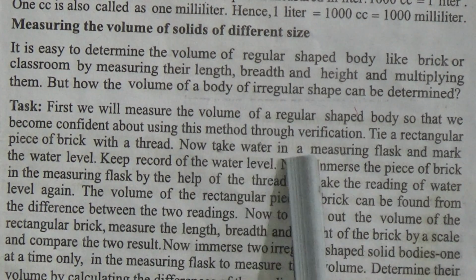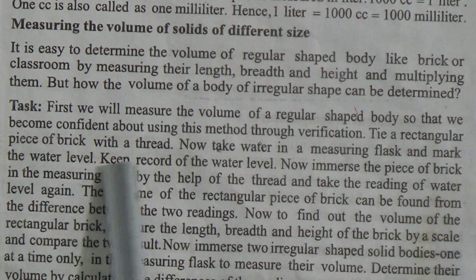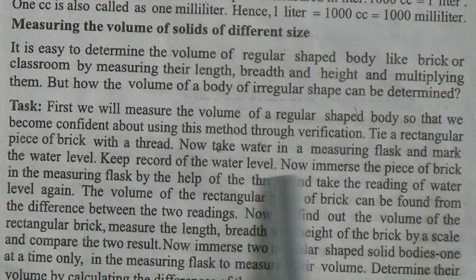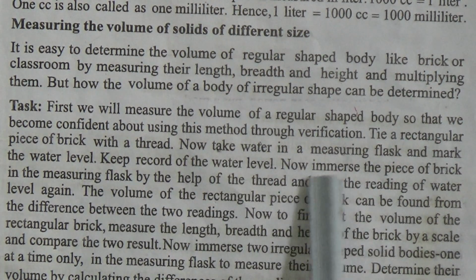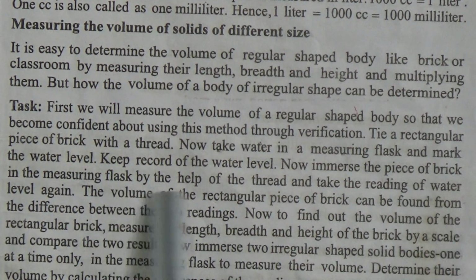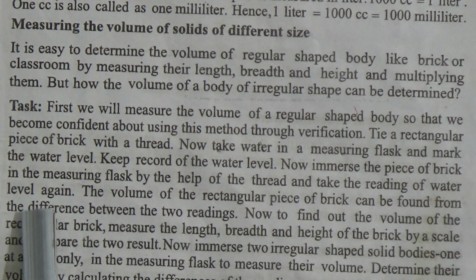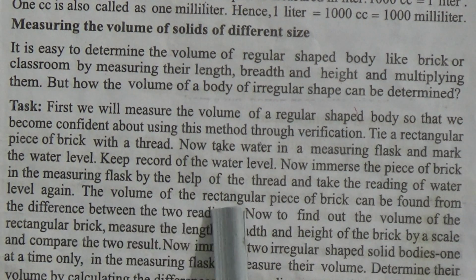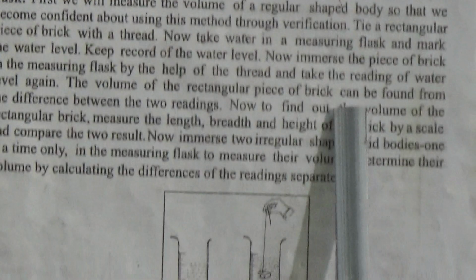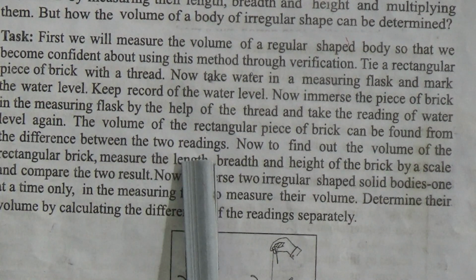Now take water in a measuring flask and mark the water level. Keep a record of the water level. Now immerse the piece of brick in the measuring flask with the help of the thread and take a reading of the water level again. The volume of the rectangular piece of brick can be found from the difference between the two readings.